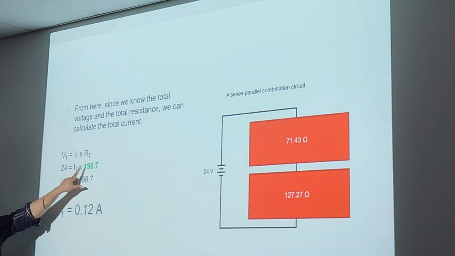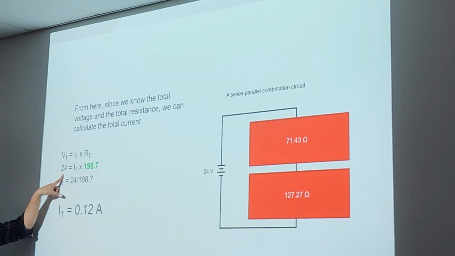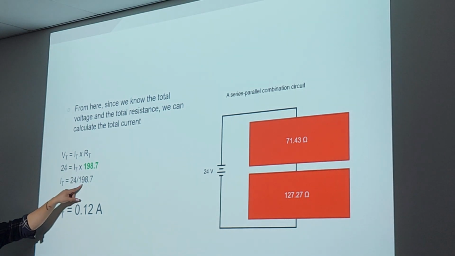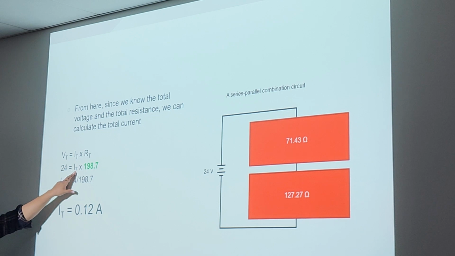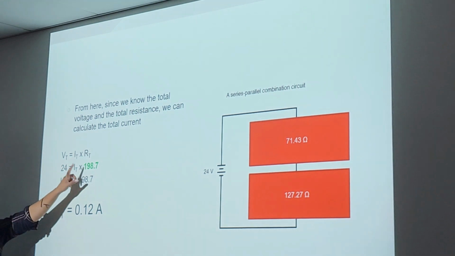So how would you get I by itself? Divide both sides by 198.7. So that's why it says 24 divided by 198.7. Because I did it the other way, I cross multiplied. That makes sense. Yeah, so if you want to get I by itself, you need to divide both sides by the other number next to it.